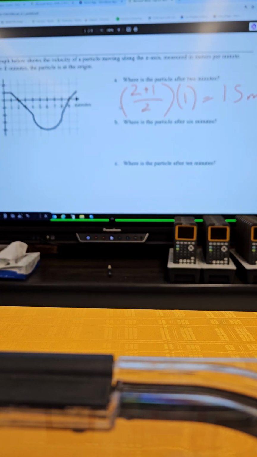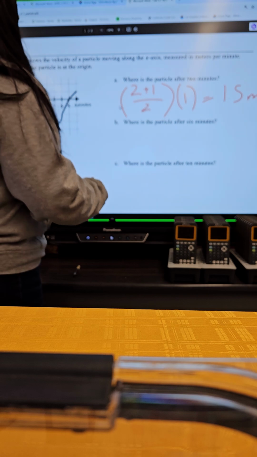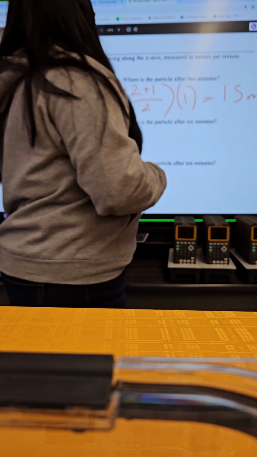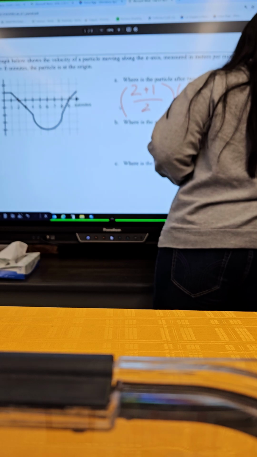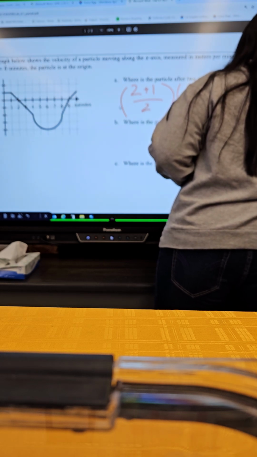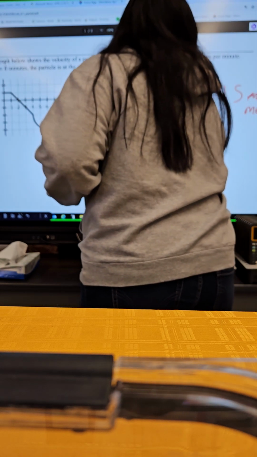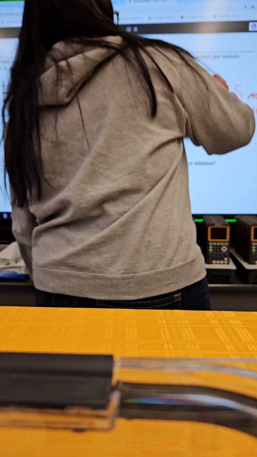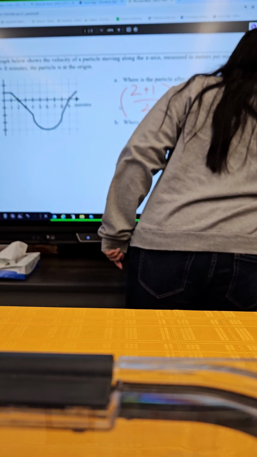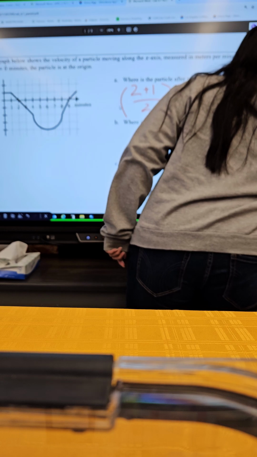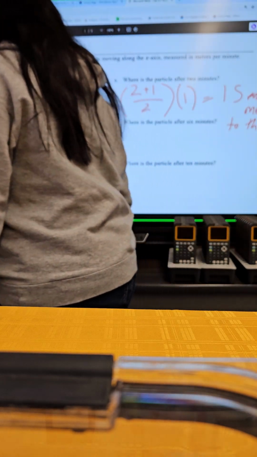Minutes or meters? Meters. 40 minutes. Meters. To the where? To the? Okay. Do you agree, guys? 1.5 meters to the right. No. Yes or no? Yeah, no.